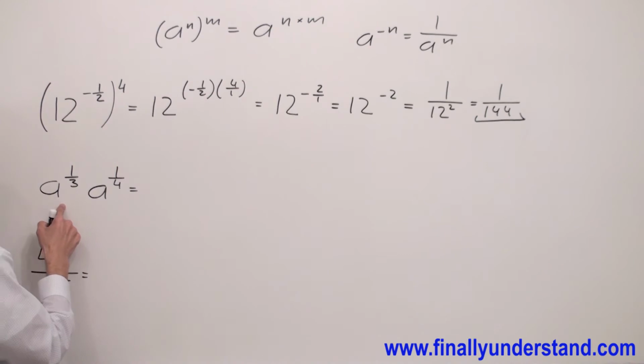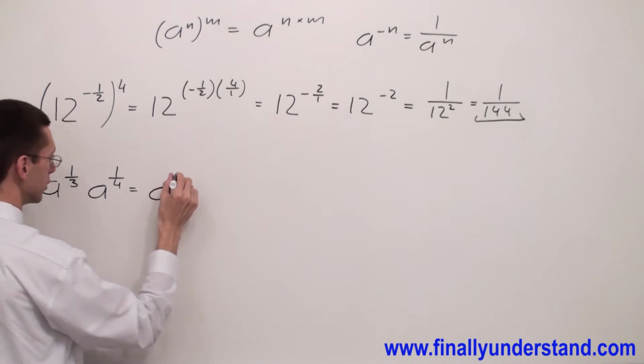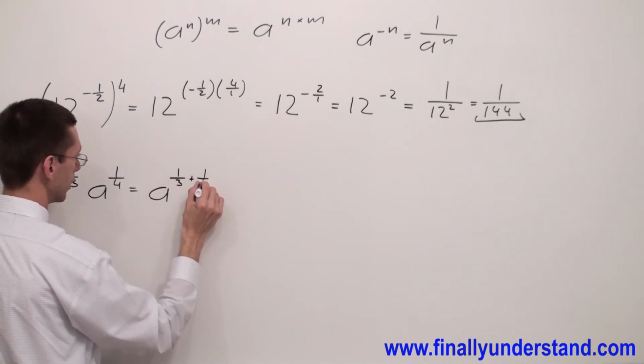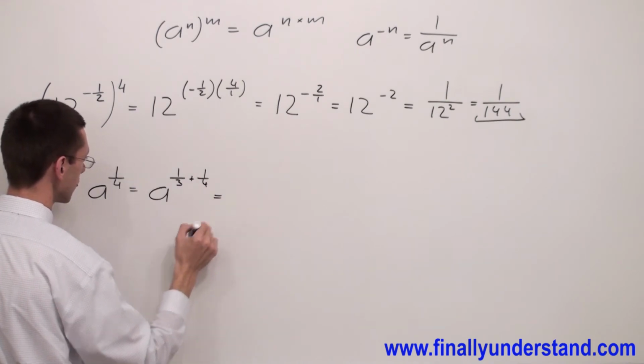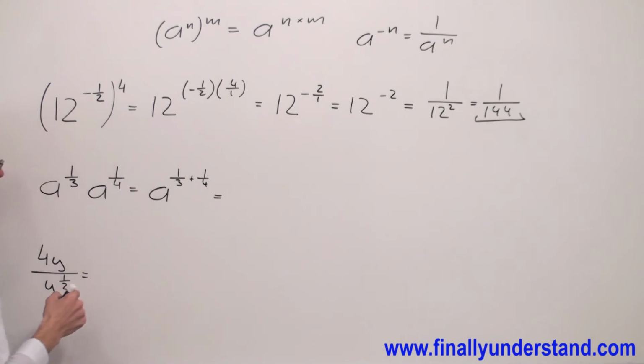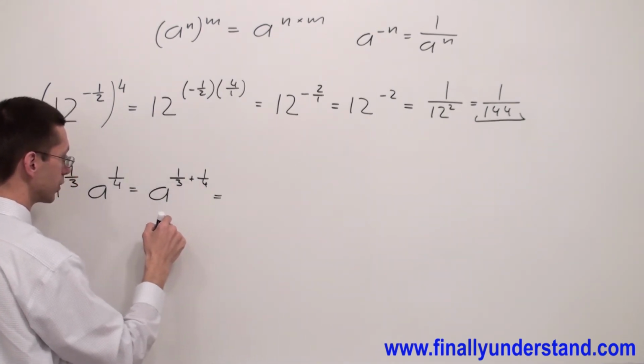Let's take a look at this example. The property of exponents says anytime we have the same base, we have to keep the base and add the exponents. So it's 1/3 plus 1/4. Now I have two fractions. In order to add fractions, I have to find a common denominator. The common denominator for these two fractions is 12.